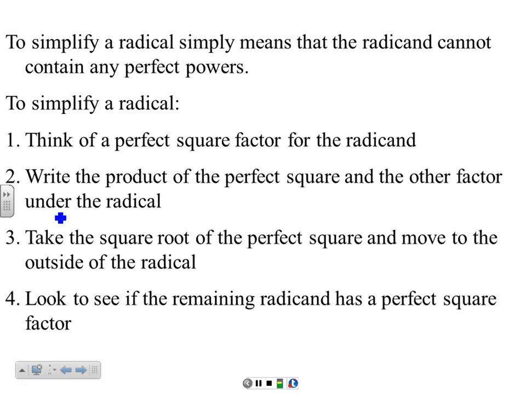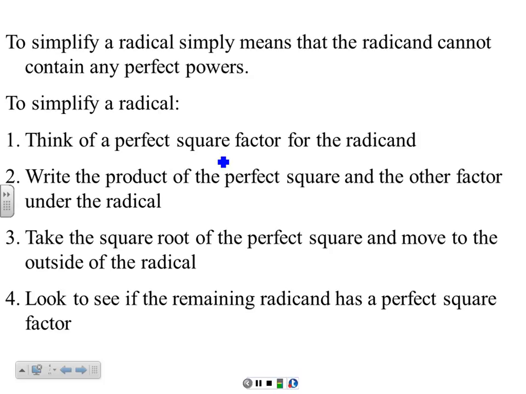To simplify a radical simply means that the radicand cannot contain a perfect power. So we're going to talk about 2 different number lists. One is going to be your perfect squares, and the other is going to be your perfect cubes. The first one we're going to talk about is the perfect squares. So what is a perfect square?